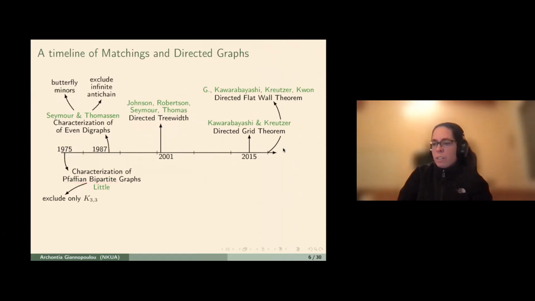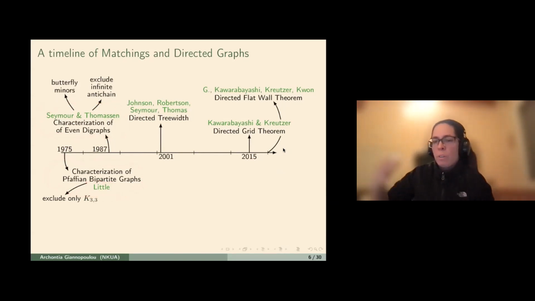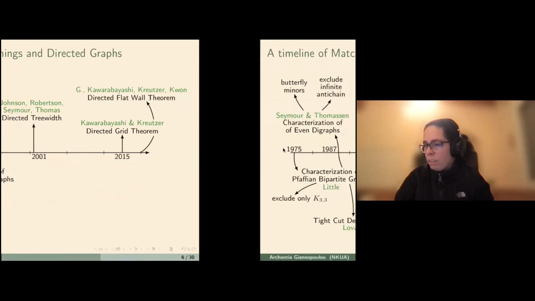Pfaffian bipartite graphs, I'm not going to say yet what Pfaffian means, but the case is that we got a characterization of bipartite graphs in a sense of an excluded minor, whatever minor means in our matching setting. And eventually, it can be seen that these two results essentially say the same thing. They kind of merge digraphs and bipartite graphs.